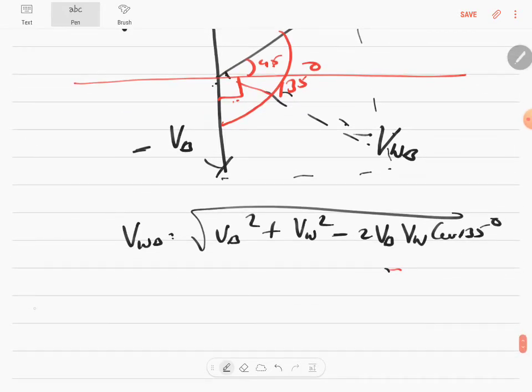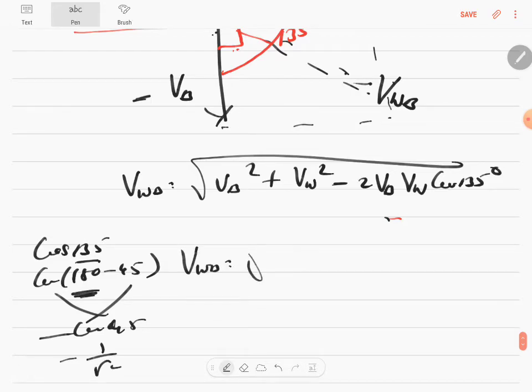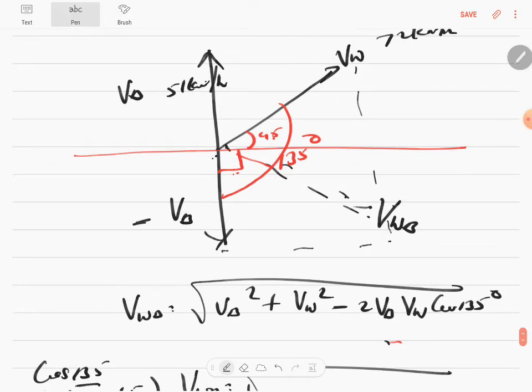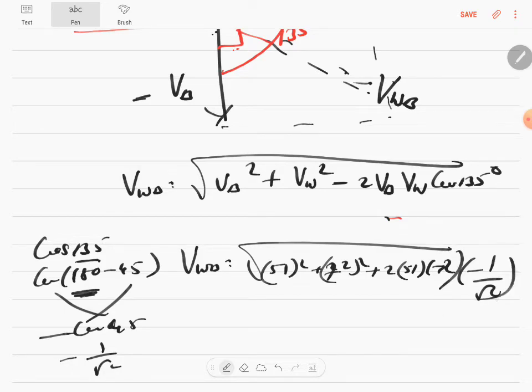And cos 135 degree itself is cos of 180 minus 45. And 180 is an even integral, so it will be cos 45 with a negative sign because it's the second quadrant, which is minus 1 by root 2. So Vw is equal to the root of 51 the whole square plus 72 the whole square plus 2 into 51 into 72 into minus 1 by root 2. Just cancel all this and get your answer. That will give you the relative velocity of wind with respect to boat.